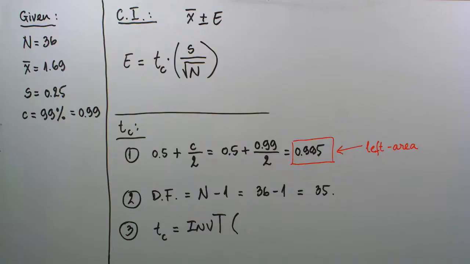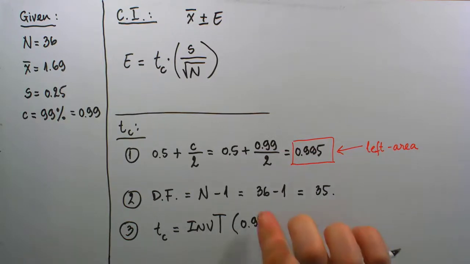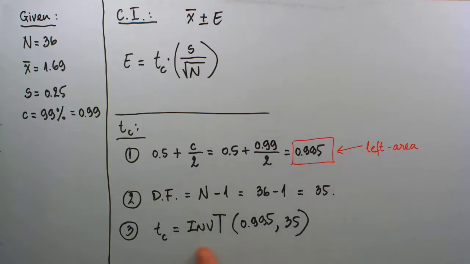So again, for any users who are using technologies outside of the TI-83 or 84, very likely that the invT command will also ask for the left area first. Then after that, put a comma and the degrees of freedom. That's the general structure of a lot of invT commands, even outside of the TI-83 and 84 calculator. And we close the command with a closing parenthesis and hit enter to execute and come up with a final value.